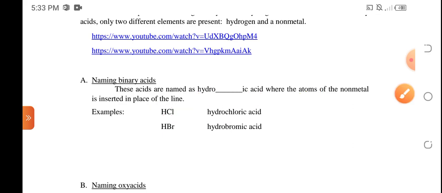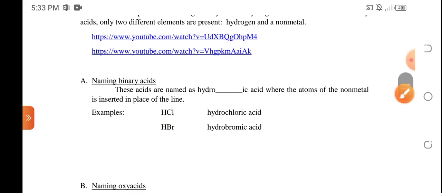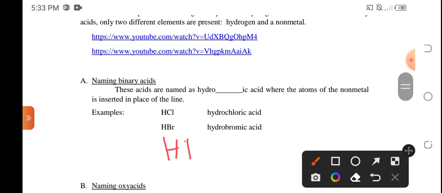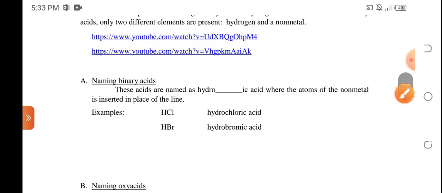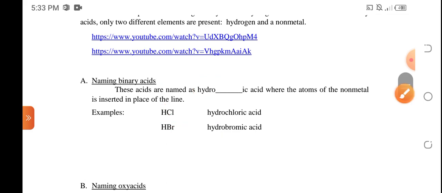Okay, then this one is hydrogen bromide. This is bromide, so remove the IDE and add IC acid. Okay, so that is hydrobromic acid. So if you're going to have HF, therefore this is hydrofluoric acid. Always bear in mind, kapag binary acid lang siya, palagi meron siyang prefix na hydro. Meron siyang hydro sa unahan ng pangalan niya.